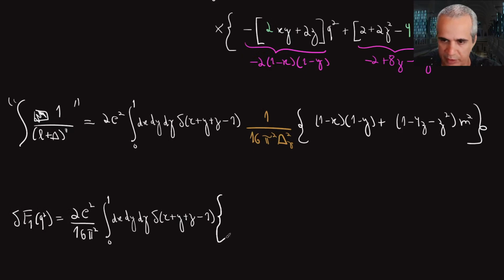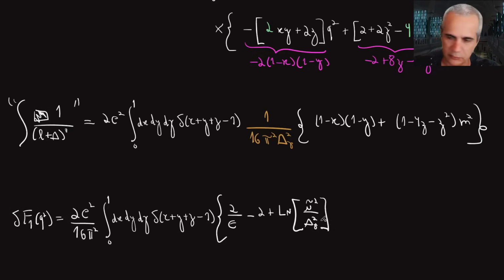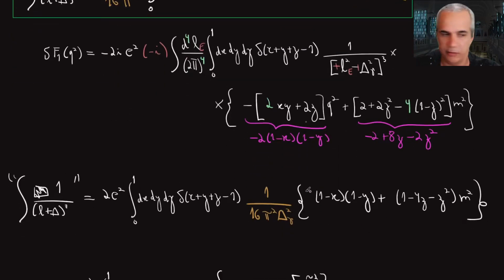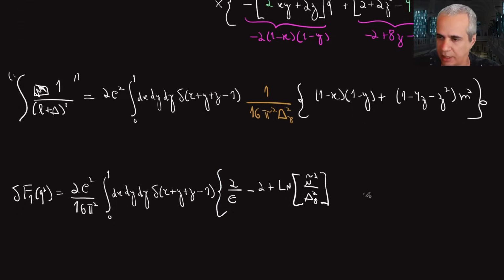Let me put a bracket like this. There I have the divergent part, the 2 over epsilon part, minus 2, plus the log of mu tilde square over delta gamma square. So just the thing I have in yellow here. And then I have, let me put it here, 1 over delta square times this thing.